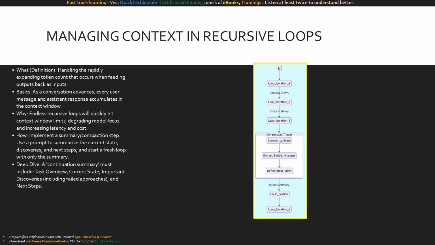This state diagram visualizes context compaction. As we move from loop iteration 1 through 3, the context grows heavy. Before the system breaks, we hit the compaction trigger. Inside this trigger, the AI summarizes the state, extracts failed attempts so we don't repeat mistakes, and defines next steps. We then flush the memory, spin up a fresh session, and inject that dense summary. The recursive loop safely continues to iteration 4 without token bloat.